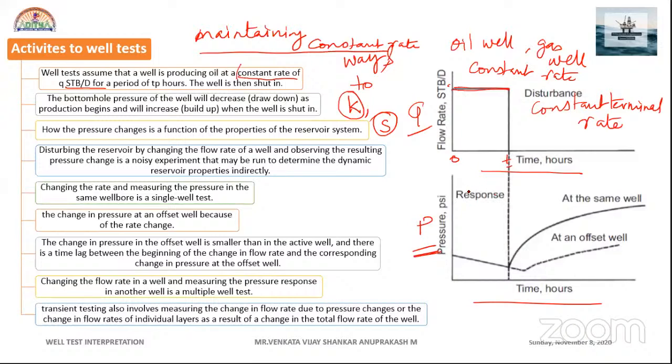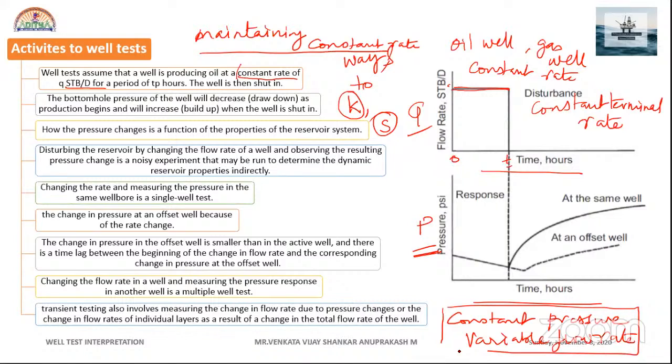There is also another way, in which we keep a constant pressure and have a variable flow rate. But this type of phenomenon, where we apply a constant pressure and a variable flow rate, is water influx. Since we are talking about a well test, we are not concerned about this.